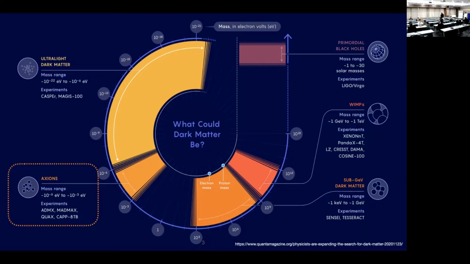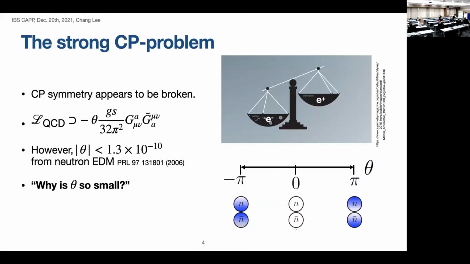I found this graphic in Quanta magazine. It lists all the possible serious dark matter candidates, including WIMPs and axions. The key point I wanted to show you was that they mentioned the MADMAX experiment in the axion category, along with ADMX and the second course. So I guess I can go briefly through the introduction now.